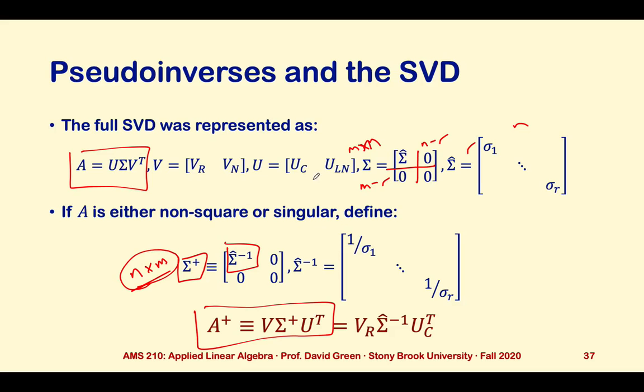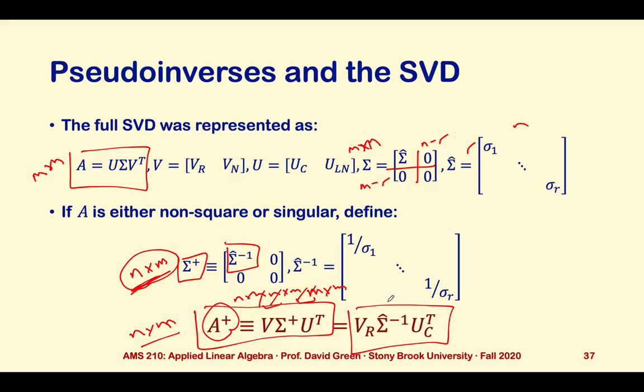And by the same logic as we discussed before, this can be written as V_R, only the row space piece, multiplied by the inverse of sigma hat, multiplied by U_C transpose, only the column space piece. Now, this is a definition, and you can see this has to be sized this way for this to work out. V is N by N, sigma plus is N by M, U transpose is M by M. Inner dimensions match and cancel out. We're left with N by M for our A plus, the swapped dimensions of our original A.